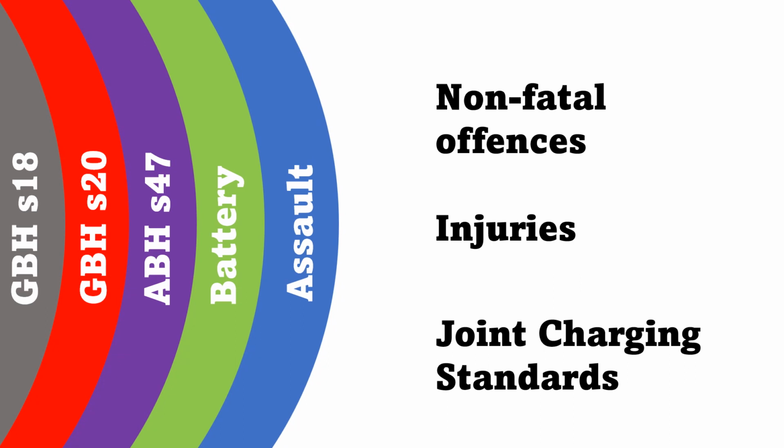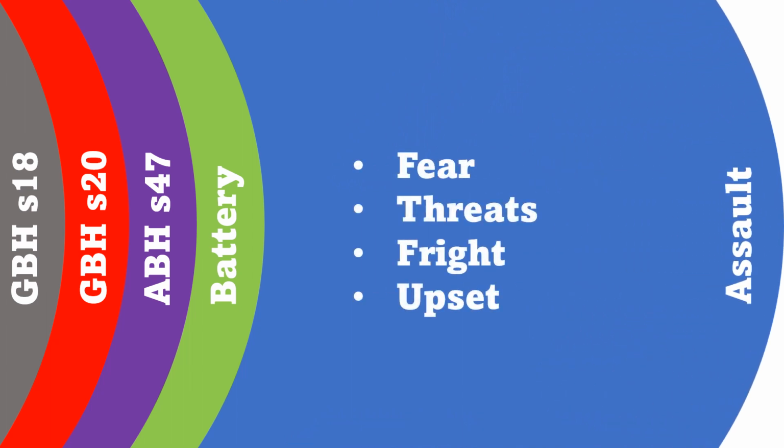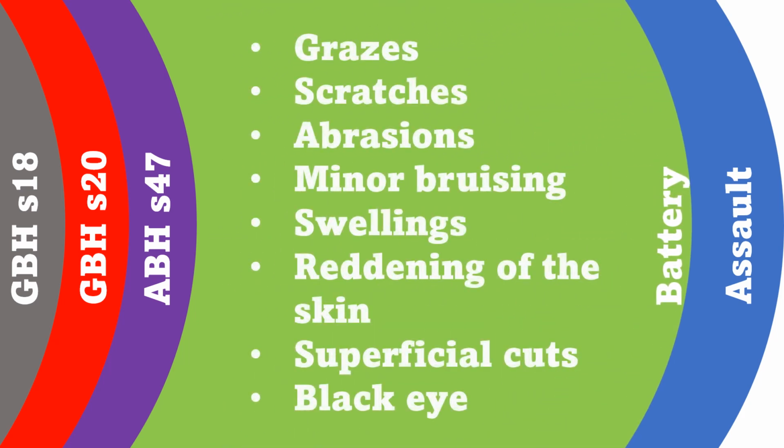Next up, we're going to look at the injuries which you might look out for in non-fatal offences as given by the joint charging standards. Now for assault, it's things like fear, threats, fright or upset. For battery, it's things such as grazes, scratches, abrasions, minor bruising, swelling, reddening of the skin, superficial cuts and a black eye.